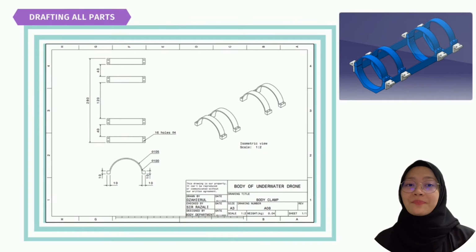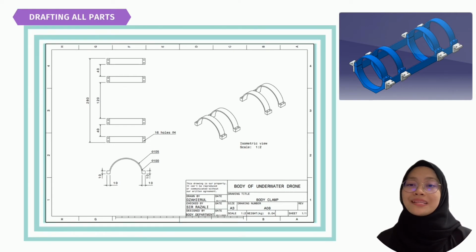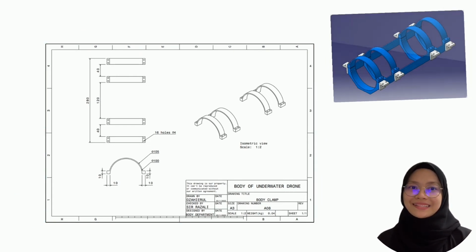For the body clamp, it has a similar function to the body holder, where both of them will hold the main cylindrical body. The only difference is the position, where the body holder will be below the main body, whereas the body clamp will be on the top of the main body. Both of these parts will be connected together through a suitable type of joining that will be further explained later on. All the dimensions are properly set considering the other parts.